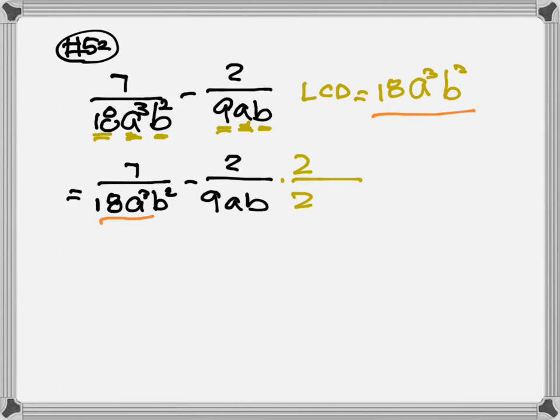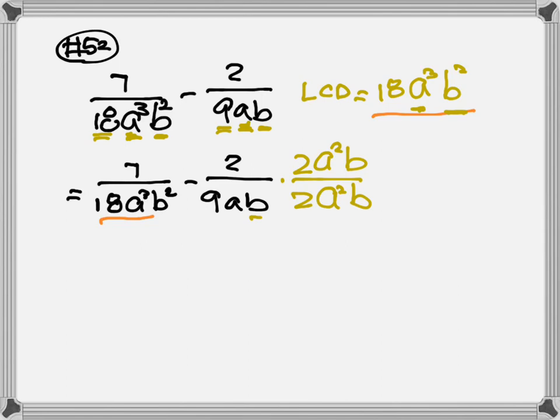Now I only have a, but I need what? A to the third power. So I'm missing a squared. So I'm going to put a squared on the top and a squared on the bottom. Now I only have b here, and I need b squared. So I'm missing a b. So I'm going to multiply b to the top and b to the bottom.